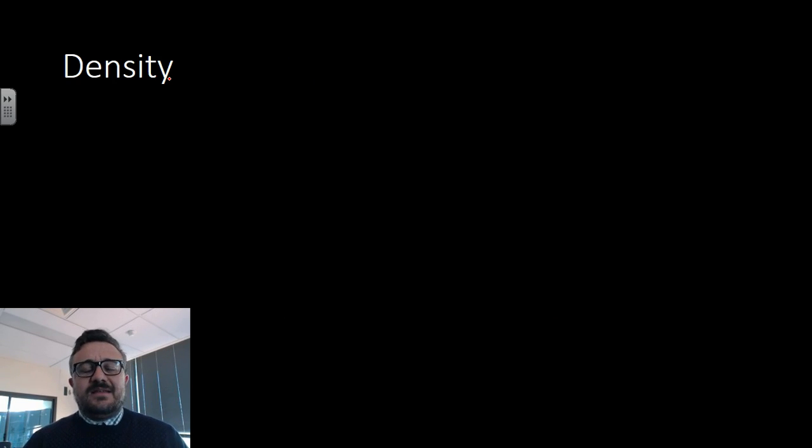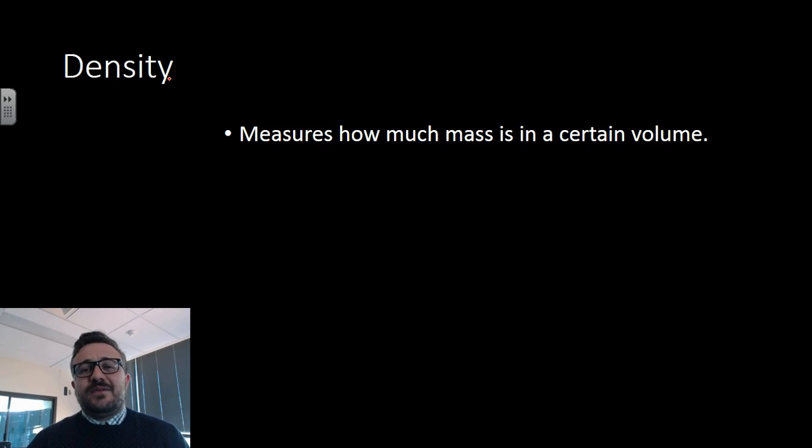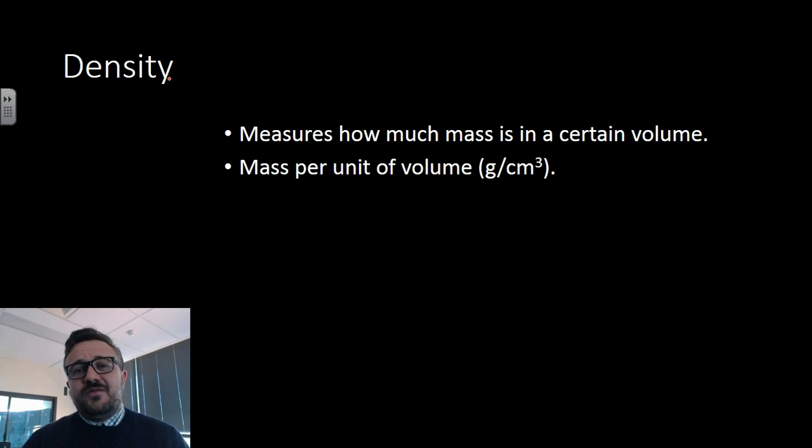So what is density? Well, when we're talking about how dense something is, we're talking about how much mass we have in a certain volume. So what that means is we're talking about mass per unit of volume, grams per centimeter cubed. Another way to write this, by the way, if you want to impress your maths teachers and your science teachers, is like that. You can get rid of that slash, so it's grams per centimeter cubed.